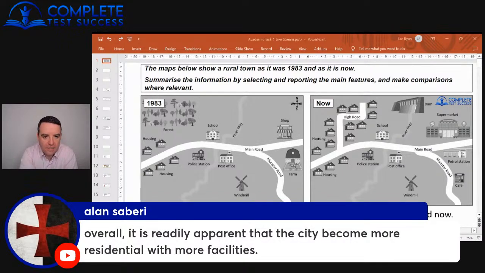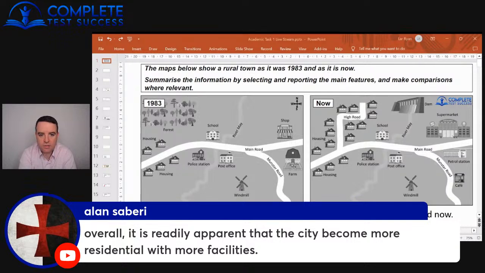Alan, overall, it is readily apparent that the city has become more residential with more facilities. Yeah, that's better. So what Alan is doing here is describing the types of changes. So more facilities, good. What you would want to say is the city has more residential buildings and facilities, rather than become more. Good.